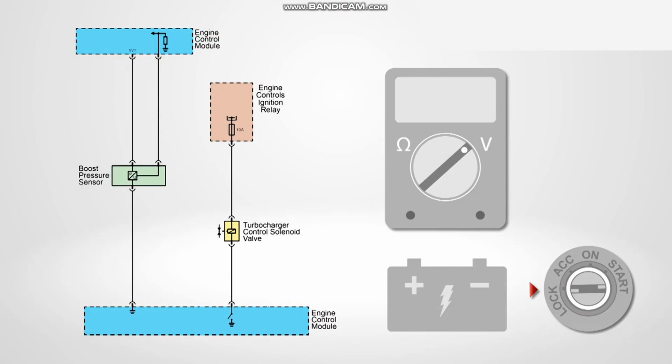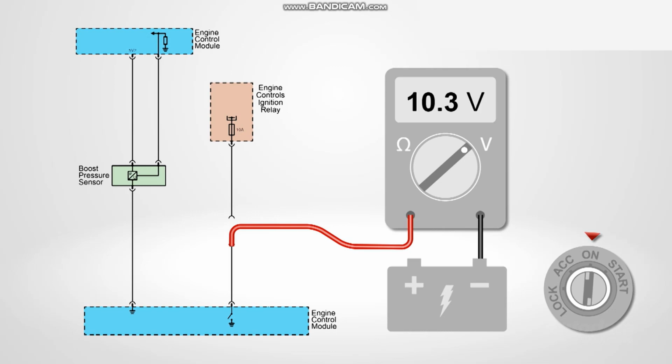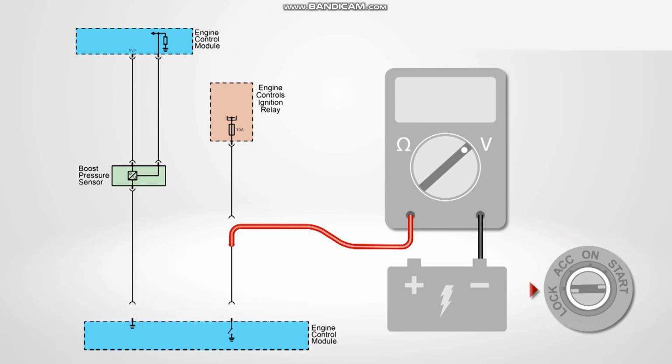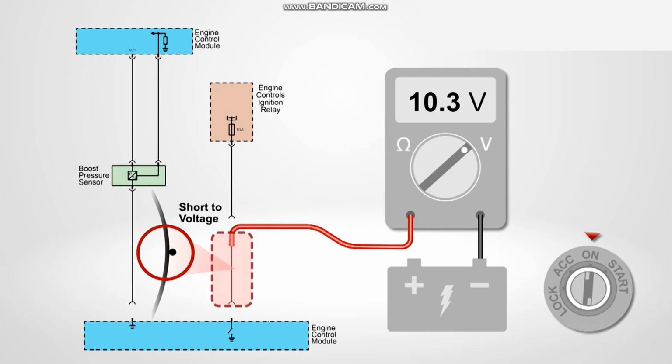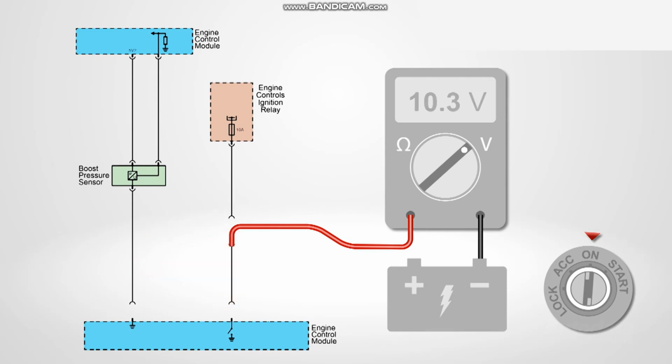To test for a short to voltage, turn the ignition on, disconnect the control solenoid and connect the meter between the low side terminal on the harness connector and battery negative. If the meter displays a significantly high voltage, then there is a short to voltage in the circuit. With the ignition off, disconnect the ECM. Turn the ignition back on and observe the meter. If the meter still displays a voltage, then the short is in the harness between the two connectors.